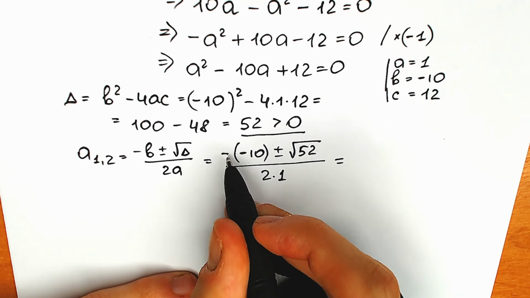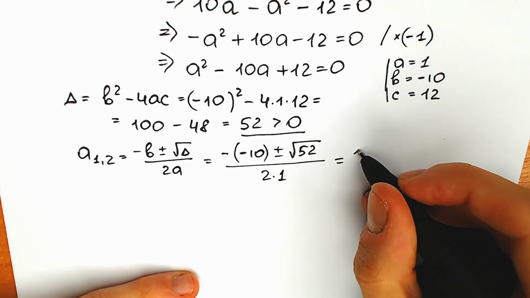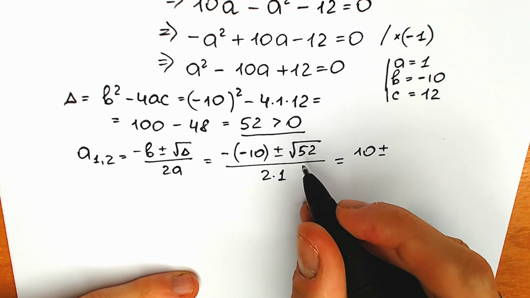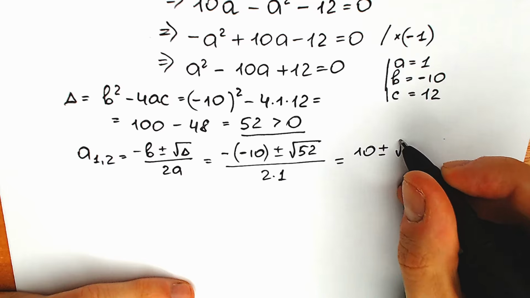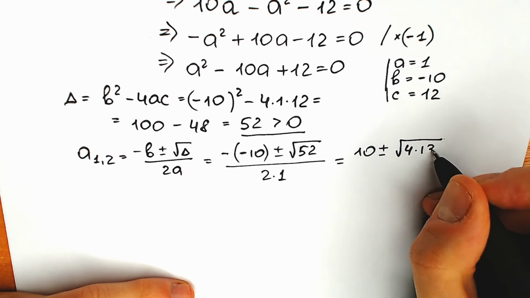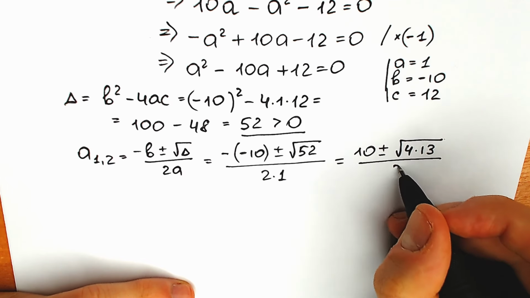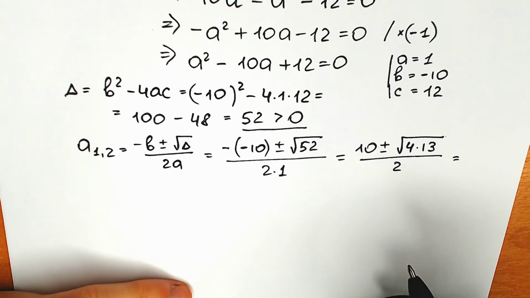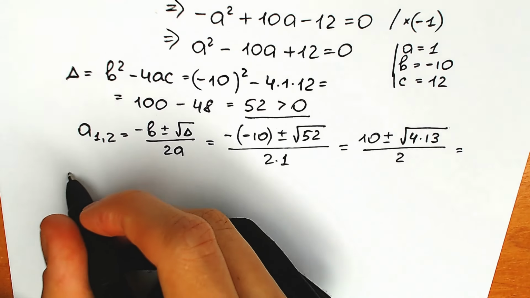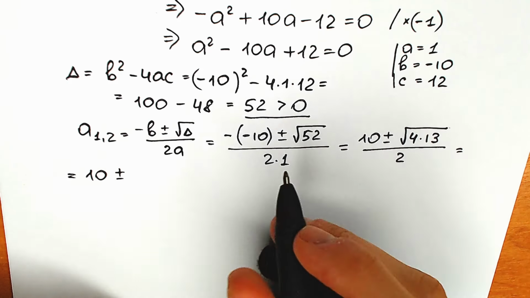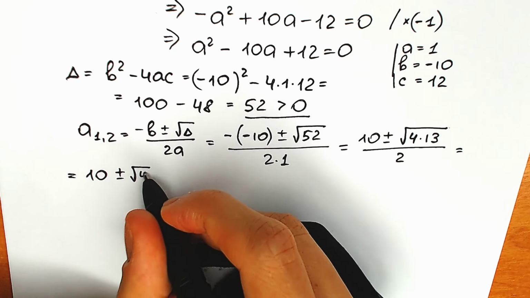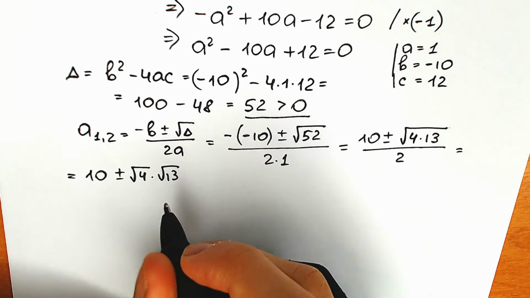Really great. Right now, two negative signs give us positive, so we have 10 plus minus the square root of 52. This is not a nice case, yeah? But we can express this 52 as 4 times 13. Let's do it and divide it by 2. Okay, I hope you understand it. The next thing, let's simplify this. So we have 10 plus minus square root of 4 times 13. So we can write it as square root of 4 times square root of 13, because there is a really interesting property.